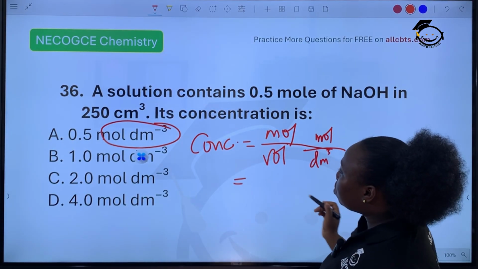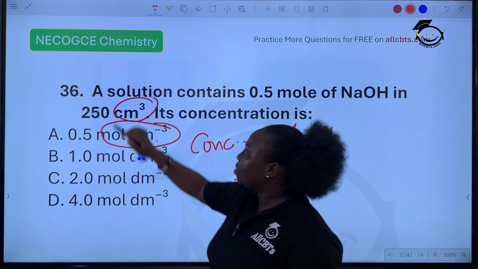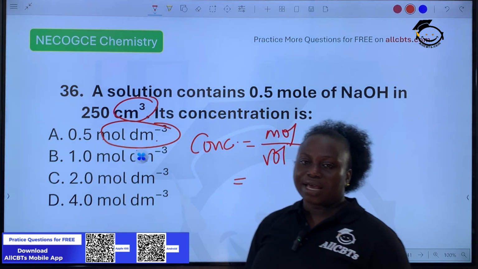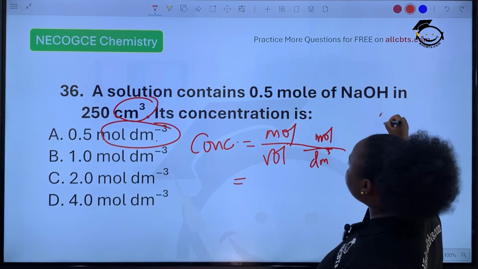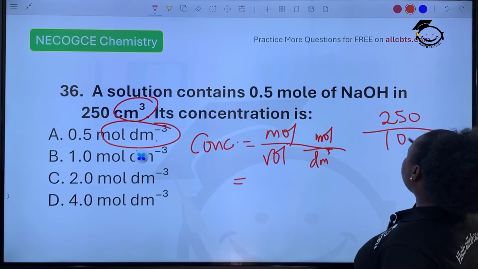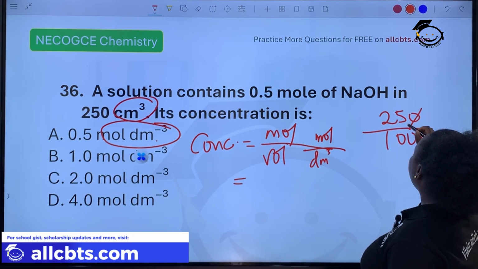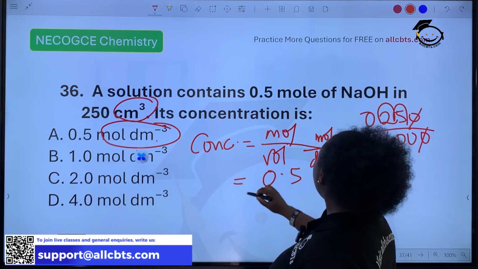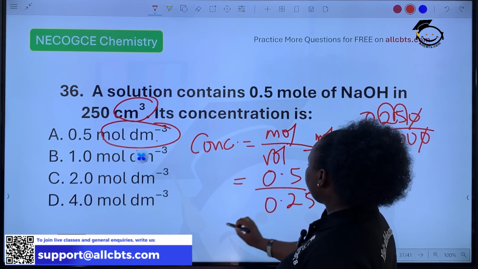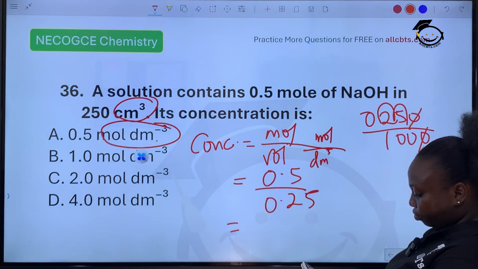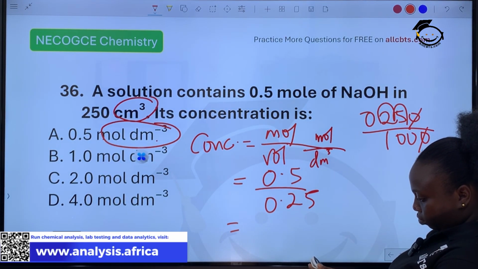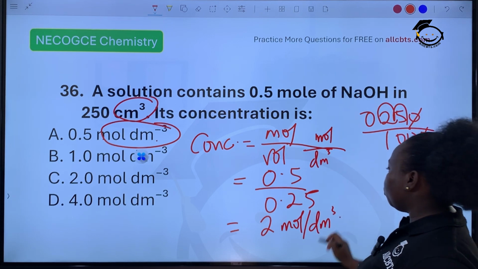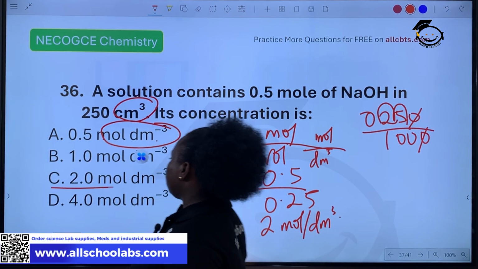But if you notice, this one here is in dm cube, but here it is in cm cube. So we need to do something about that. To convert from cm cube to dm cube, we divide by 1000. So that would be 250 divided by 1000, that is 0.25. That's going to be 0.5 all over 0.25. That will give us 2 mole per dm cube. That is option C.